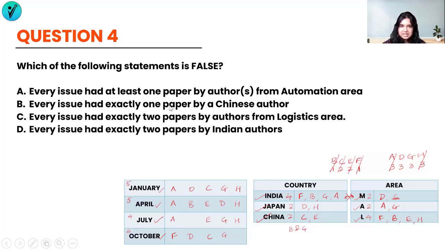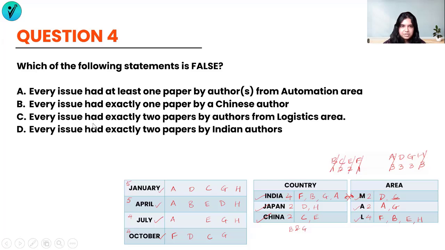Every issue had exactly 1 paper by a Chinese author. Exactly 1 by a Chinese author. Chinese authors are C and E. There has to be only 1 out of them in every issue. Either C or E. This is also true. Both of them are not there in any issue. So B is also a true statement.